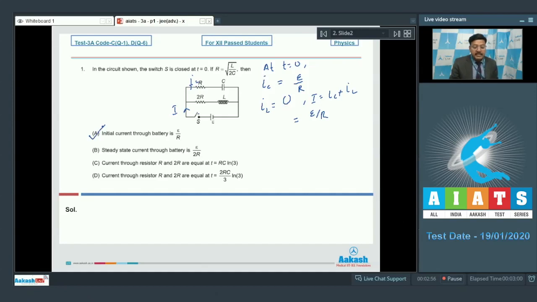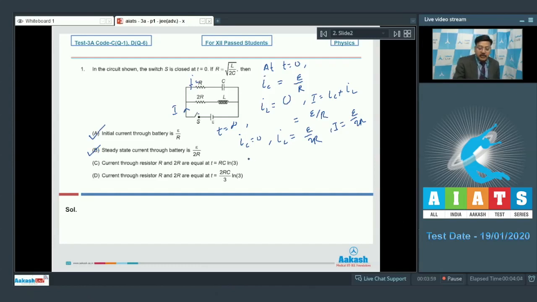Let's look at option B, which says steady state current through battery. Steady state is going to be achieved at t equal to infinity. At that instant, the current through the capacitor is going to be 0, because the capacitor is fully charged and current through that branch is 0. So IC is 0, whereas IL will be simply E by 2R, because the inductor in steady state is simply going to behave like a connecting wire of 0 resistance. So the current through the battery, capital I, is also E by 2R, which means that option B is also correct.